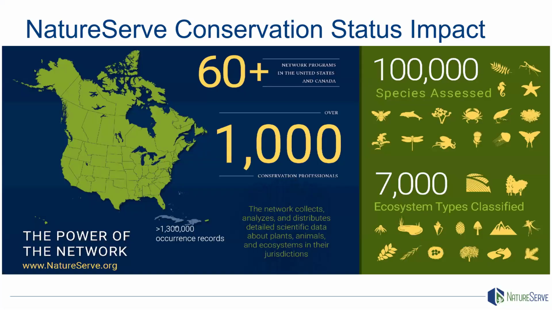NatureServe unites a network of over 60 member programs and 1,000 conservation professionals through shared methods for data collection, data management, and data interpretation. This data is stored in a centralized database of over 1.3 million occurrence records that are used to assess extinction risk of over 100,000 species and 7,000 ecosystems.